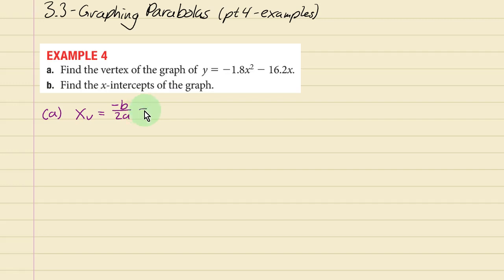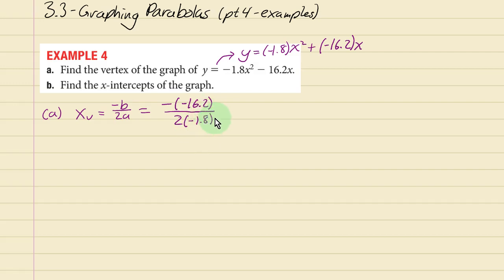So in this case, if we plug in negative B, B is negative 16.2, because if you were going to write this as ax squared plus bx, it would be plus negative 16.2. So negative b is negative 16.2, which will cancel out. But then it's over 2a, which is also negative. So we're going to end up with 16.2 divided by 2 times negative 1.8, which is negative 3.6.